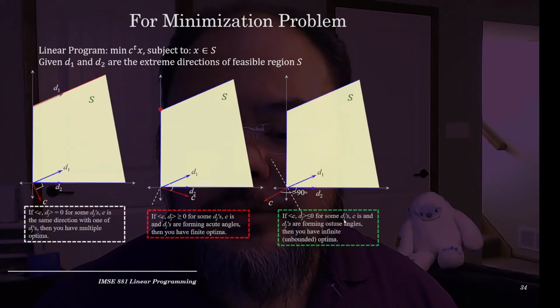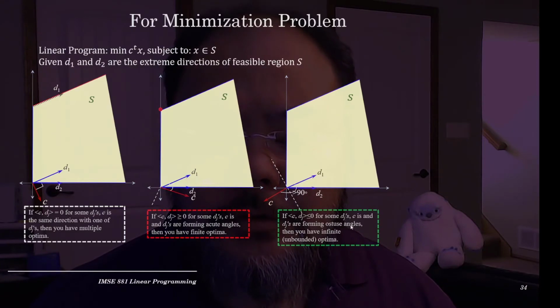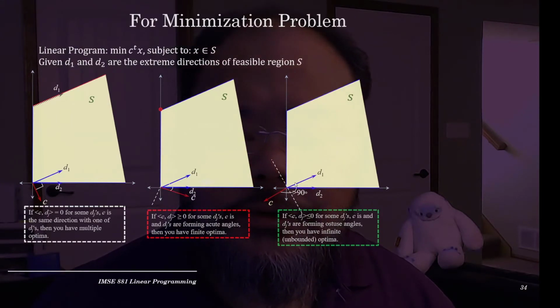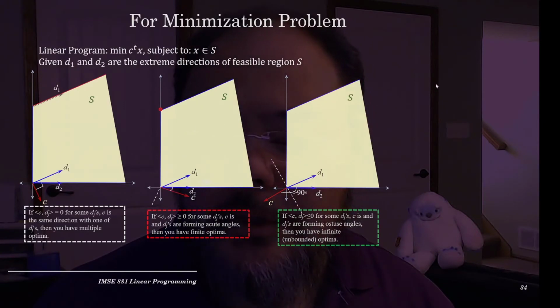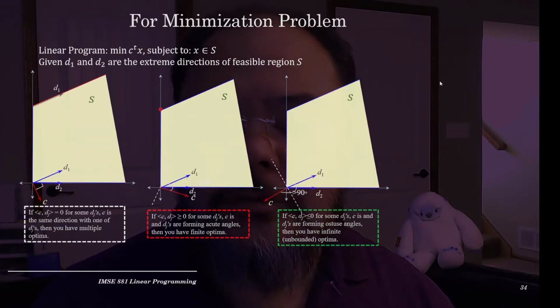So the third condition is if the dot product of C to some of the Djs is less than or equal to 0, which means C and D are forming an obtuse angle, and then you have an infinite or unbounded optimal solution. Again, we're pushing towards the negative reverse direction of C, since we're minimizing, so we're pushing in this direction, and this direction we can push all the way to infinitely large.